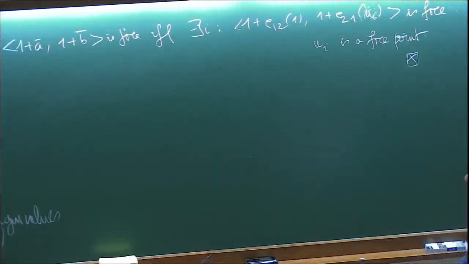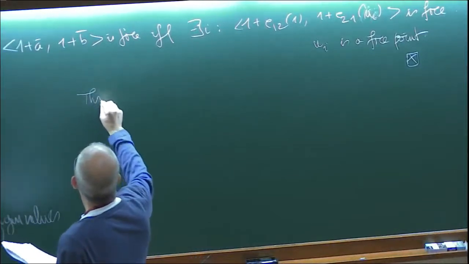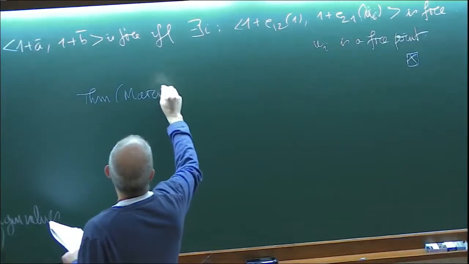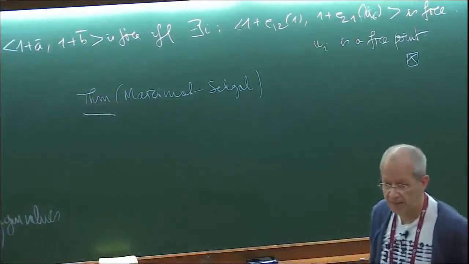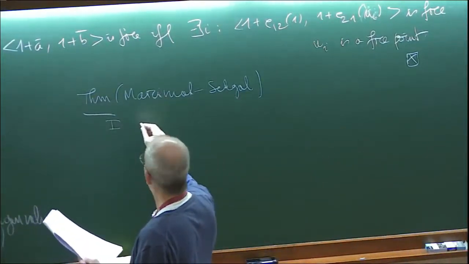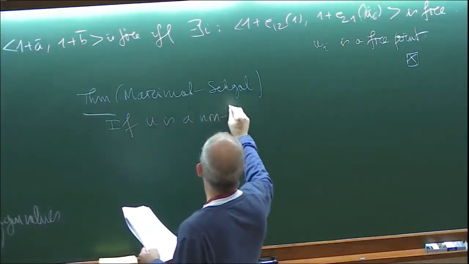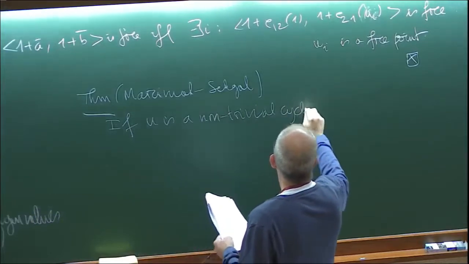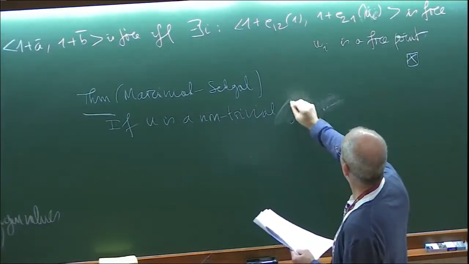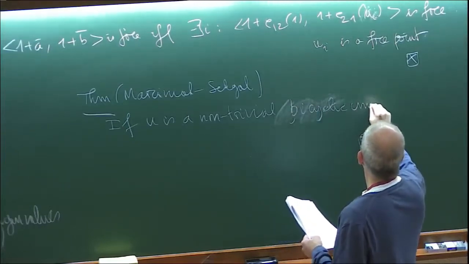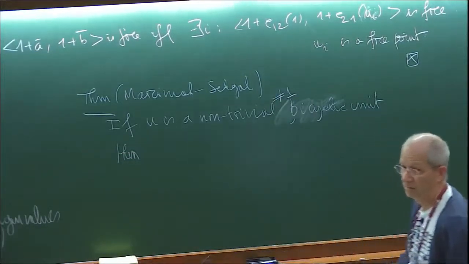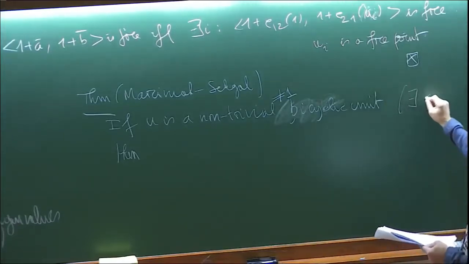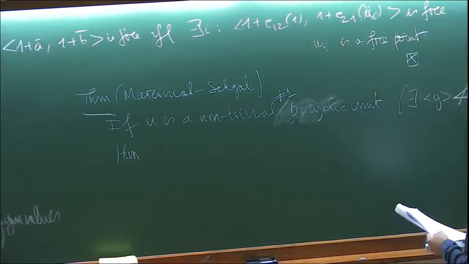Now, using this result and a little bit more, Marciniak and Sehgal proved that if U is a non-trivial bicyclic unit, then, and by the way, non-trivial means in this case different from 1, and this always exists if there exists a cyclic subgroup that is not normal. So if not all subgroups are normal, this always exists.